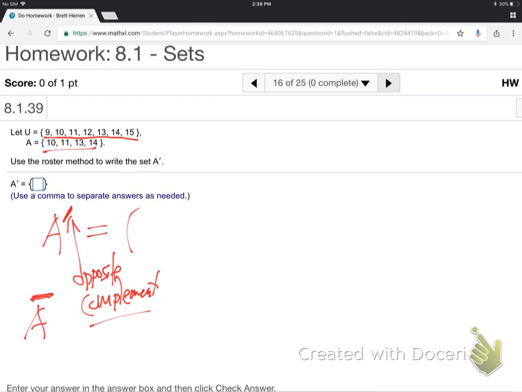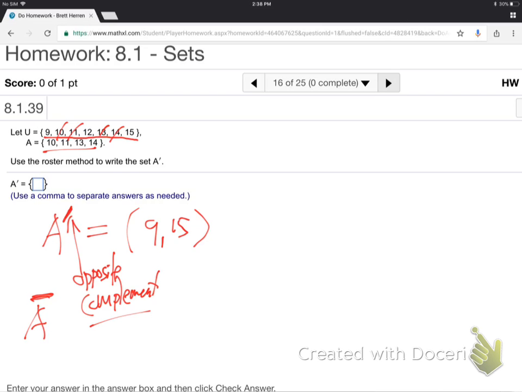Well, get rid of 10, 11, 13, and 14. What else do you got? 9 and 15. Those are the ones that are not in A. But they're still in the universe. I can't do any numbers outside of the universe.